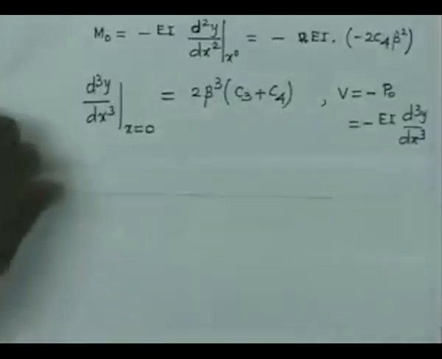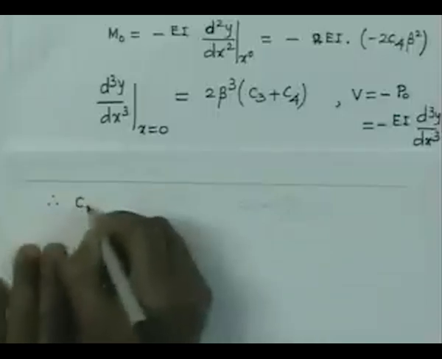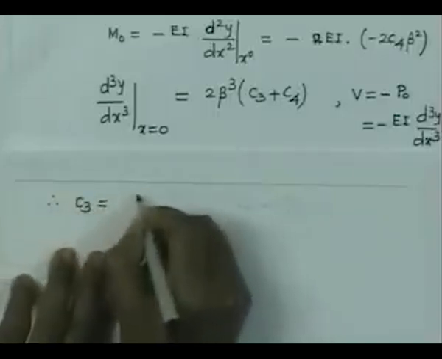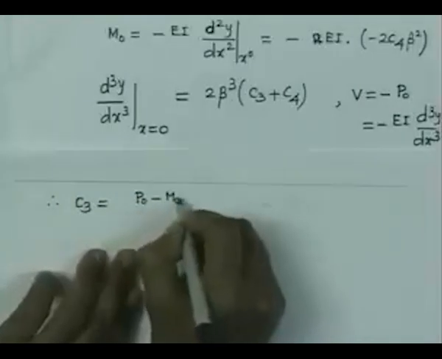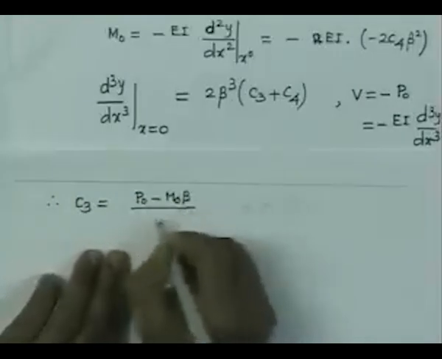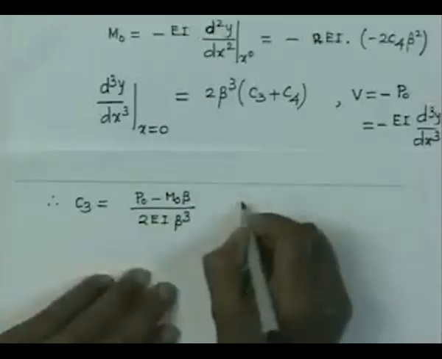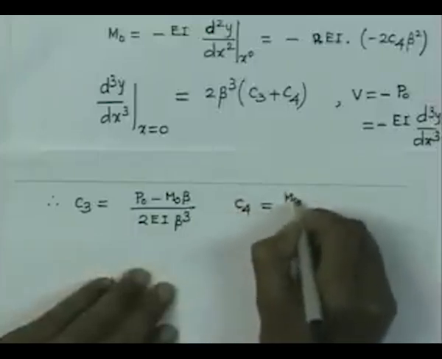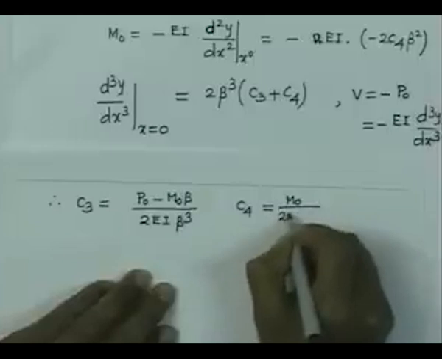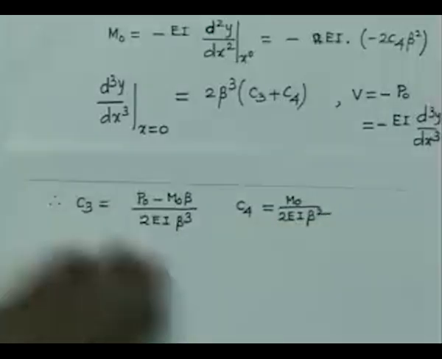So, finally, what we have is that C3 is equal to P0 minus M0 beta by twice EI beta cube, and C4 is equal to M0 by twice EI beta square.